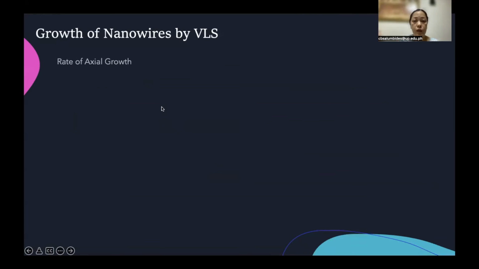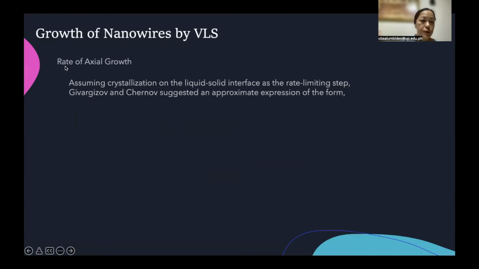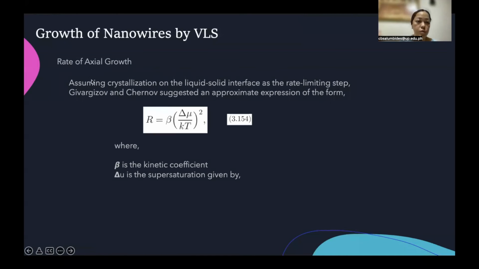So now we go on to how fast the growth is. First, we discuss the rate of actual growth. Assuming crystallization on the liquid-solid interface as the rate-limiting step, Yuvargizov and Chernov suggested an approximate expression of the form R is equal to beta times delta mu over kT raised to 2. This is equation 3.154 of our textbook.